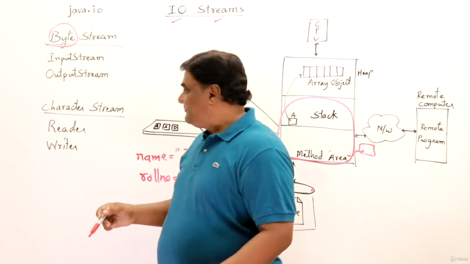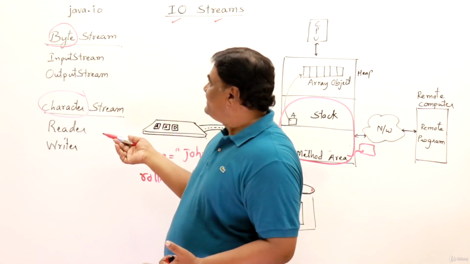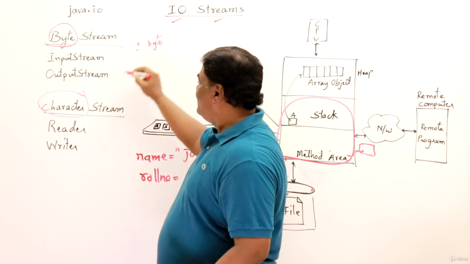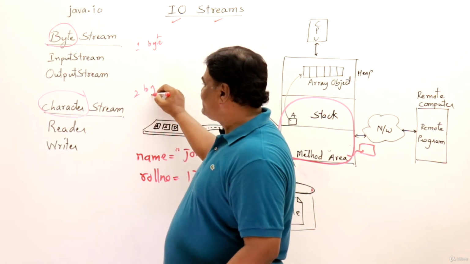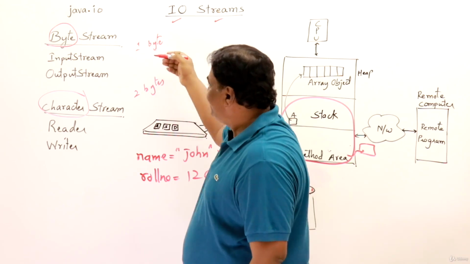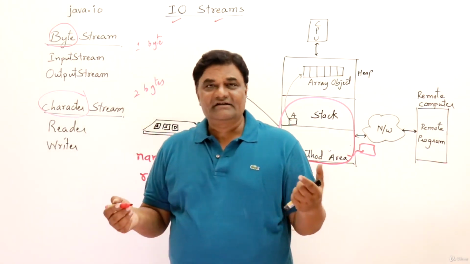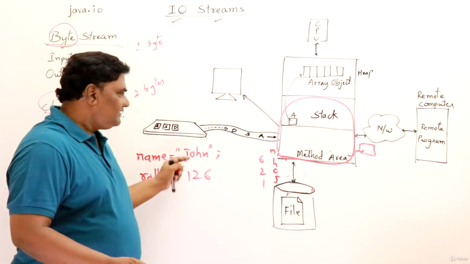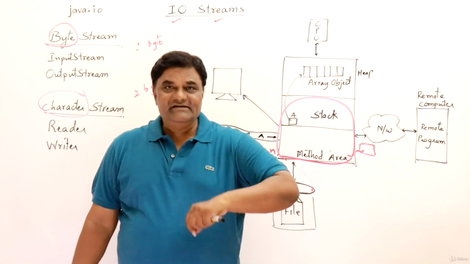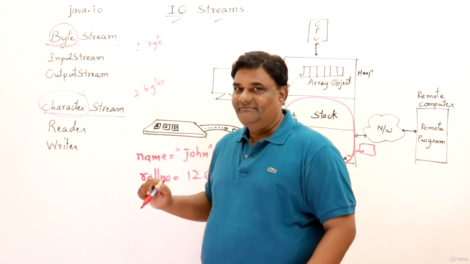And Java also supports character stream classes. What is the difference? Byte means just one byte, but in Java, a character takes 2 bytes, right? That's the difference. So whether it's a byte or a character, it's the same thing. If you want to read it as a character, you can, but the data will be flowing in terms of bytes only. Java supports Unicode. That is the reason it has a separate set of classes for character streams.